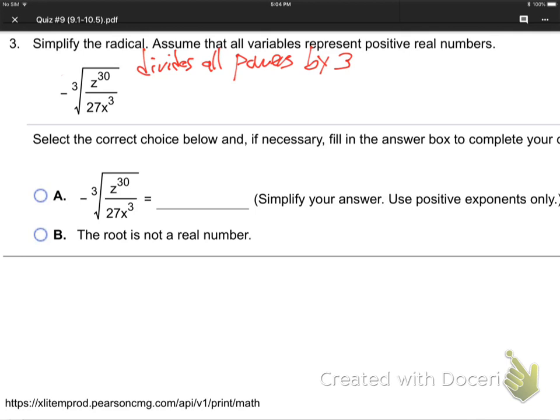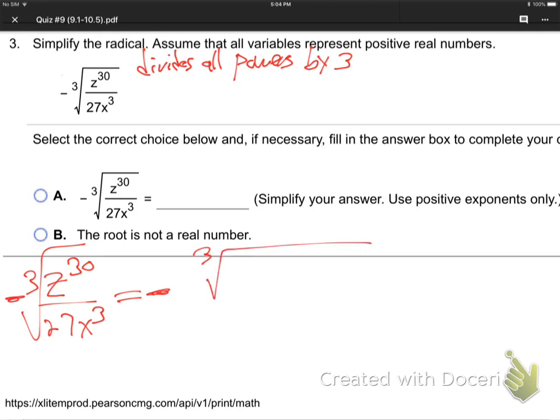So let me write it down here. If you take z to the 30th over 27x to the third, and we're cube rooting it with a big negative in front, it's going to be negative. Now I'm just going to make it two separate, top and bottom. Make a big cube root on the top there. So z to the 30th, that's 30 z's.